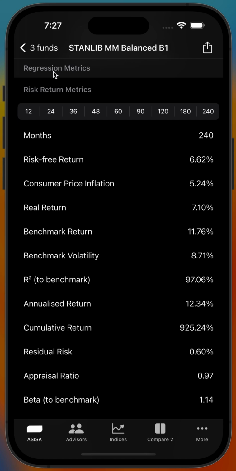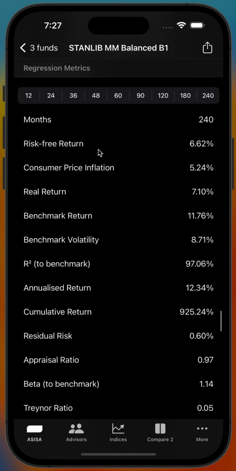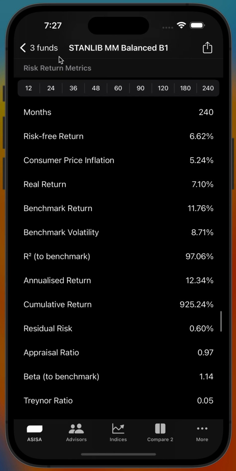So there's a lot of information in there for you to go and get up to speed with everything that's available here. So in the last one we covered the regression metrics, and now we'll move on to the risk return metrics. Again, you can choose the period here all the way. It's got data here for the last 240 months or 20 years, but you can look at a different period, the last 60 months. And here we've got a whole bunch of return metrics, risk metrics, and risk-adjusted return metrics.